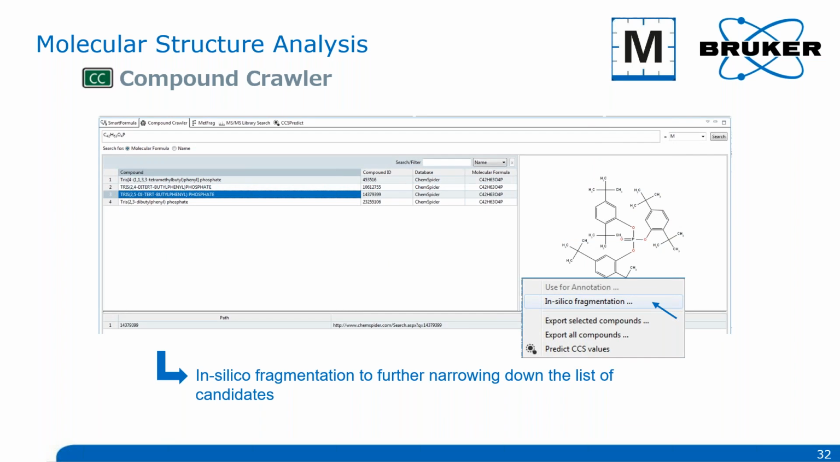More often than not, there will be more than one structural candidate. In the given case, there are 4. The next step to narrow down this list is in silico fragmentation.